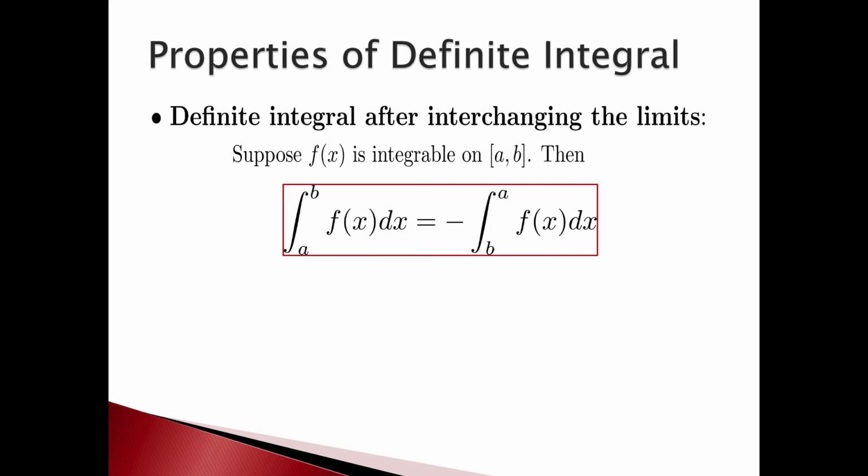And this kind of makes sense if you think about this where f is a velocity. If you traveled from a to b, then traveling from b to a is sort of going backwards. So obviously it makes sense if there's a minus sign in there.